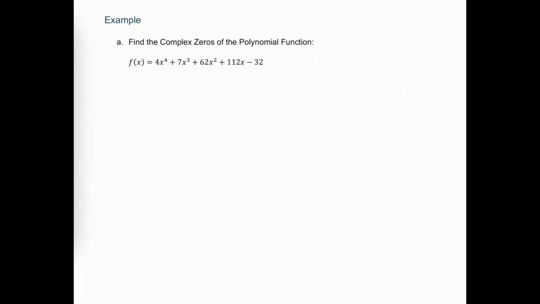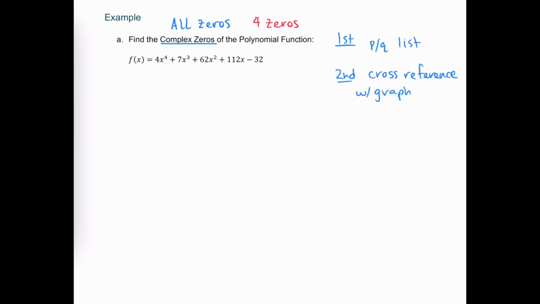Find the complex zeros of this polynomial function. In other words, find all the zeros. And since we have a fourth degree polynomial, we know that we're expecting 4 of them. Our process is that we first start with the P over Q list, which we then cross-reference with the graph. So let's start there. P is the constant, Q is the leading coefficient.